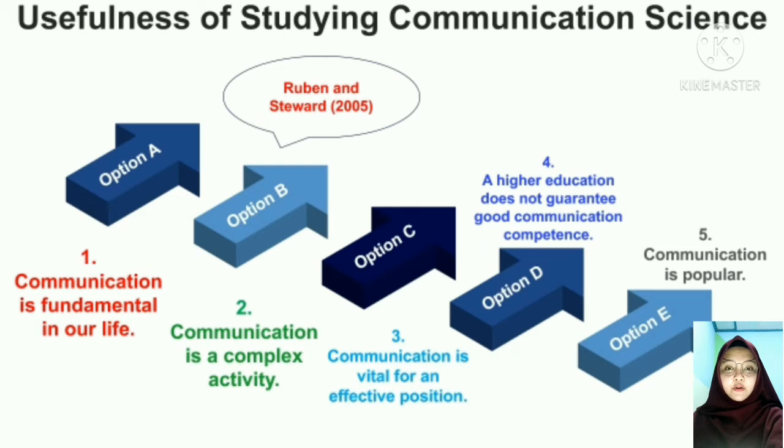According to Ruben and Stewart in 2005, the reasons for studying communication science are: the first one is communication is fundamental in our life because in our daily lives communication plays a very important role. No activity is carried out without communication. And then the second one is communication is a complex activity because communication is not an easy activity. To achieve communication competence, understanding and skills are needed so that communication can be effective.